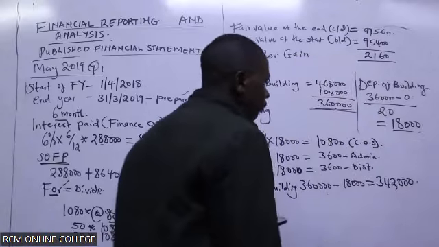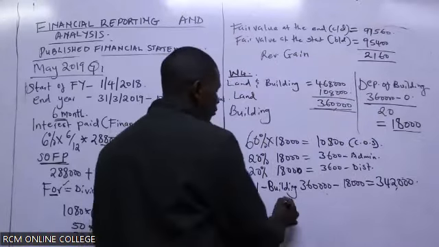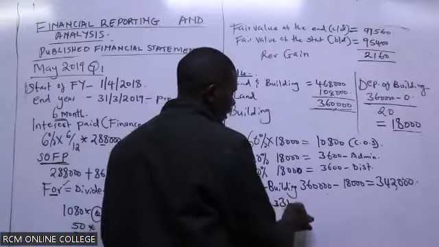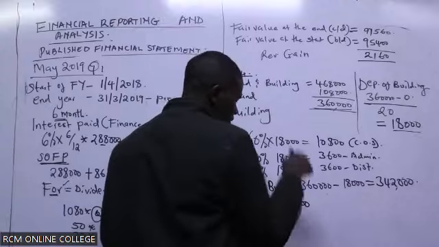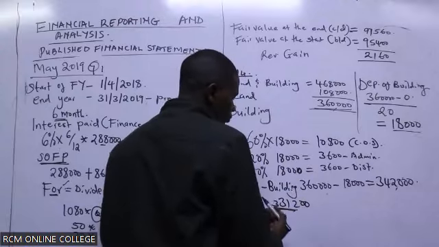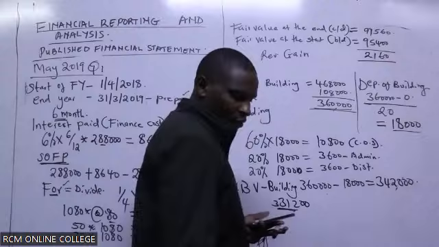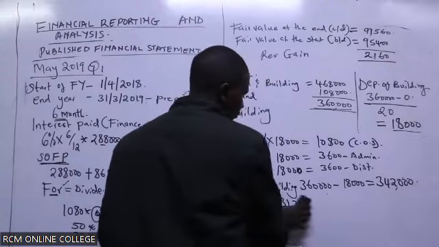$342,000. And our land was valued at 331,200. Now, is there a gain or a loss? You can see it was valued downward. This will be a loss. Therefore, our revaluation loss will be 10,800.